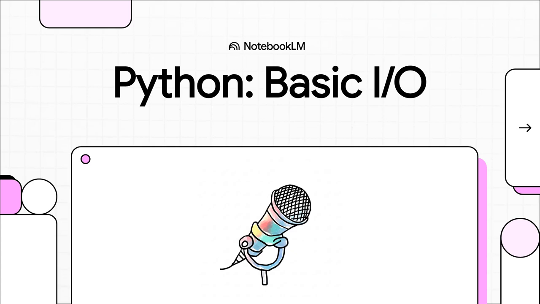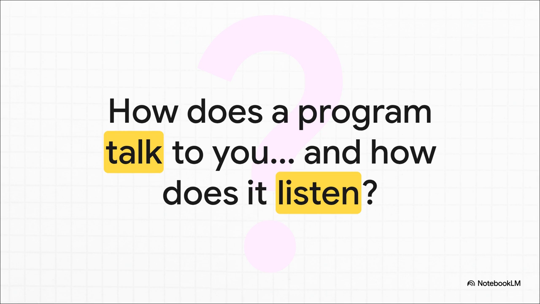All right, let's dive right in. We're going to break down one of the most fundamental ideas in programming, how a computer program actually communicates. We're talking about basic input and output in Python. I mean, have you ever really thought about it? Every single app on your phone, every game you play, it's all interacting with you. It has to show you stuff, and it has to get information from you. So, how does that conversation actually work under the hood?